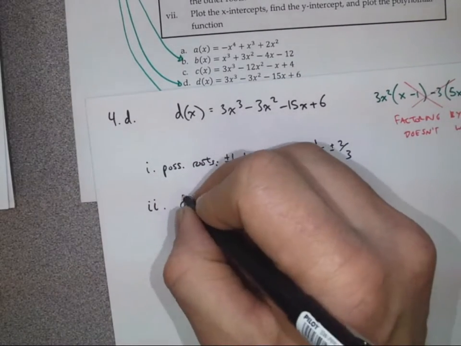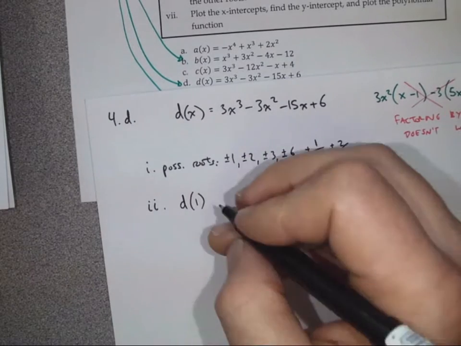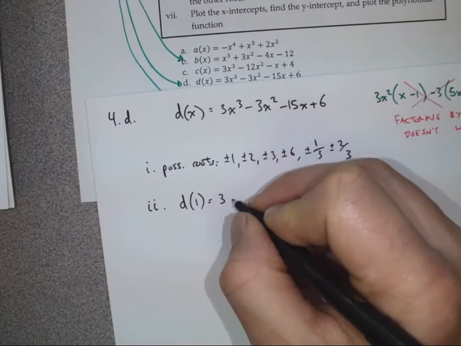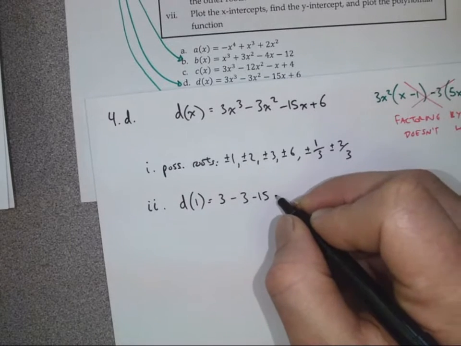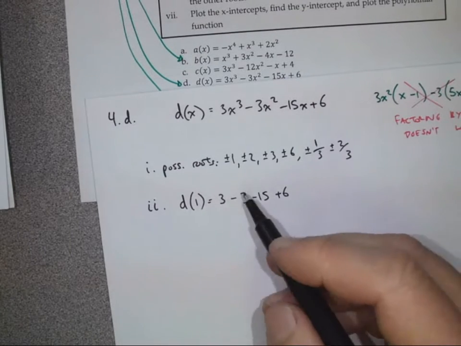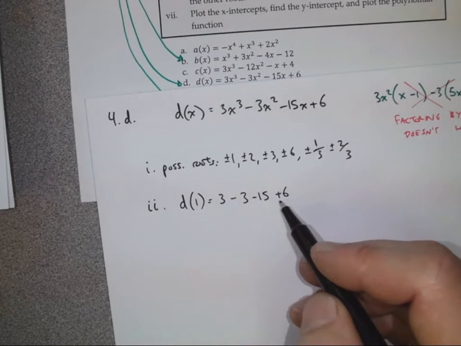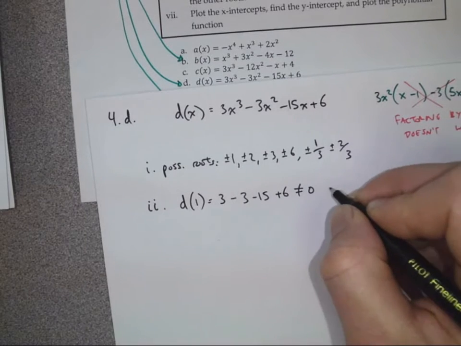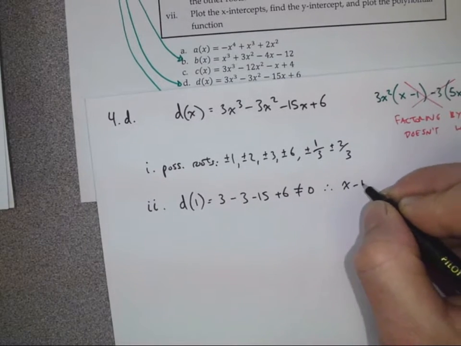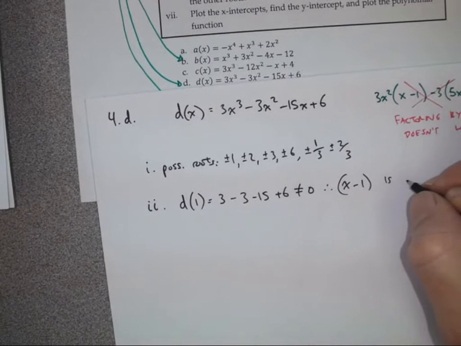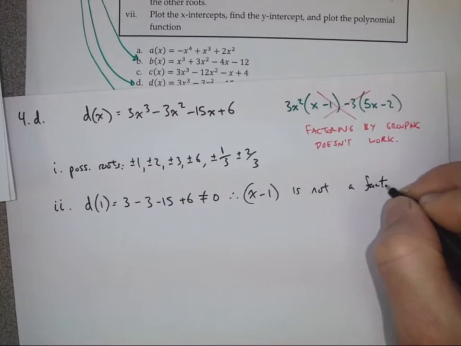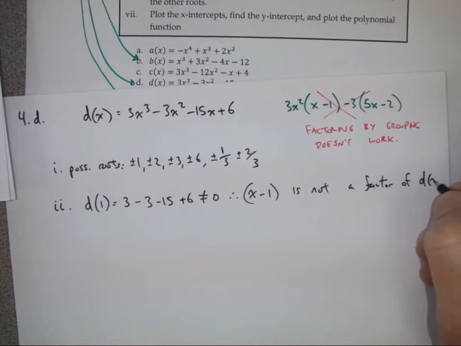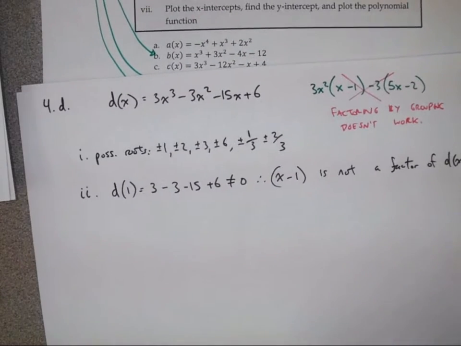I'm going to try d of 1. That's a nice simple one to start with and just see what happens. So I'll get 3, take away 3, minus 15, plus 6. And these guys cancel out, so that's negative 2, so not equal to 0. Therefore, x take away 1 is not a factor of d of x.